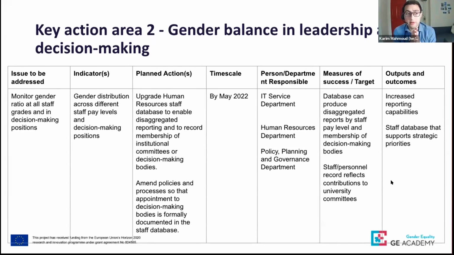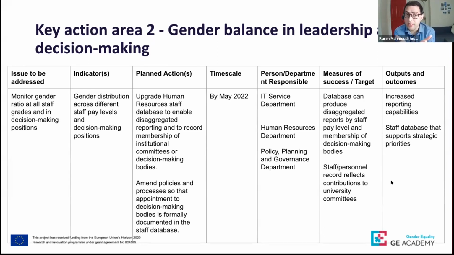One, it's about all staff grades, and two, it's about decision making positions. And our indicator is a gender distribution across different staff pay levels and decision-making positions. And what we've chosen to do here is actually more of a process fix, because at the moment, the gender monitoring is quite complex, and it's not very easy to do.